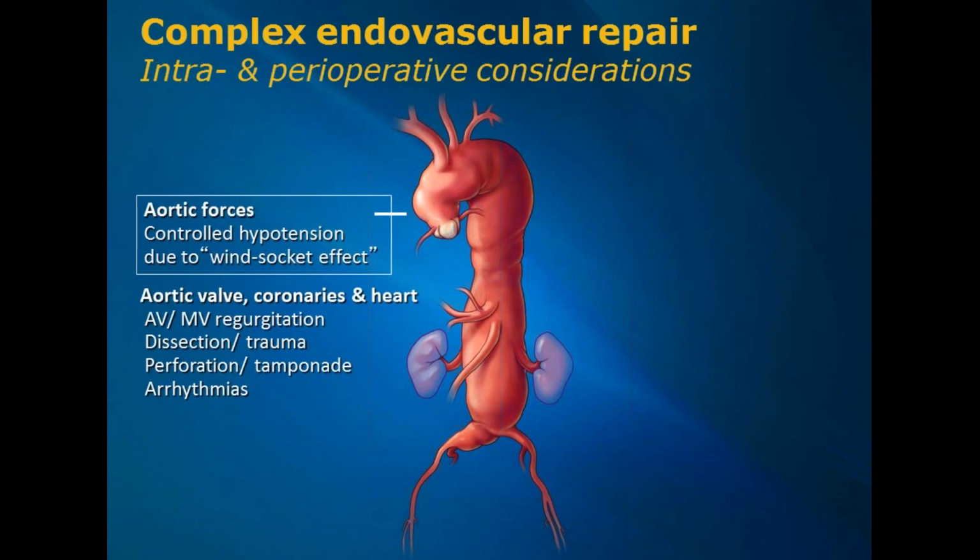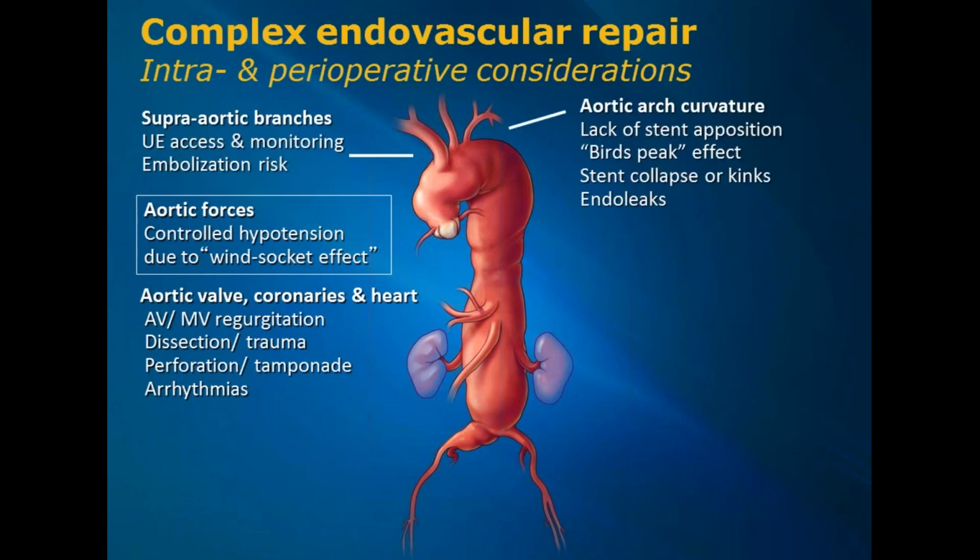But the most important thing is what we call the windsock effect. So pressure is pretty high here. When you're deploying your graft, once you deploy it, it probably won't stay where it's at. It'll be pushed back this way. So you have to take that into consideration, talking with anesthesia at the same time, asking them to lower the blood pressure. Sometimes we use rapid pacing to deploy grafts at this level.